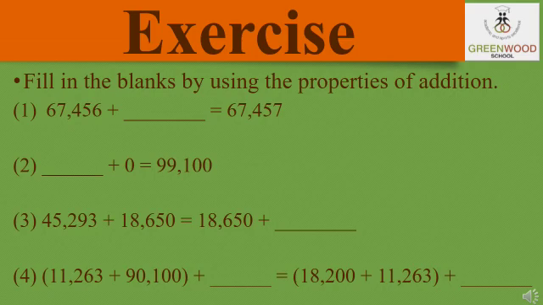45,293 plus 18,650 is equal to 18,650 plus 45,293. So what will come? The number which I taught you: 4 plus 3 or 3 plus 4. The answer will be 7 only. So here our answer will be 45,293. And the fourth one is the fourth property, that is grouping of addends or the associative property.